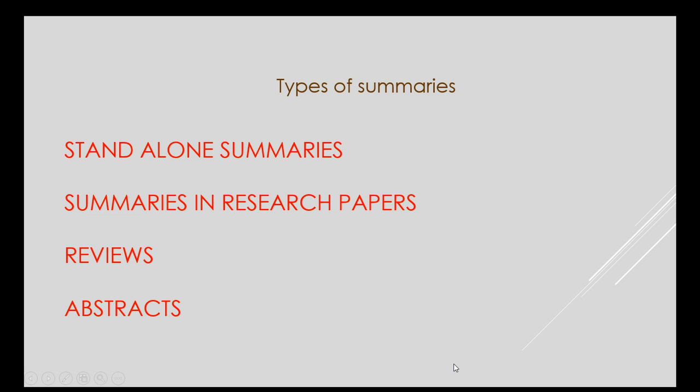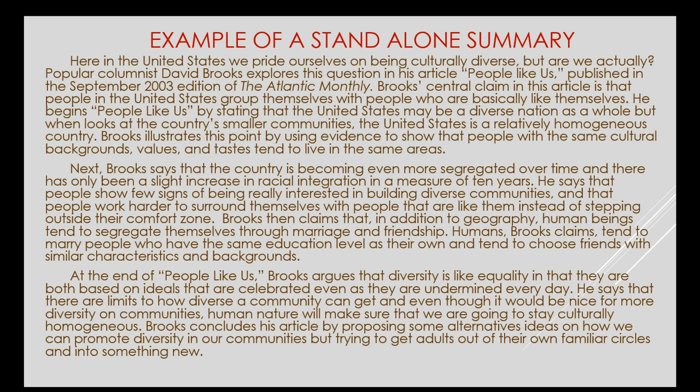There are a couple different types of summaries. Standalone summaries, which is what we're going to learn about in this video. You can use summaries in research papers, and those summaries are shorter. And then you have reviews and abstracts. Here's an example of what a summary looks like. This is for an article called People Like Us by David Brooks from a magazine called The Atlantic Monthly. And we're going to see this again later in the video.